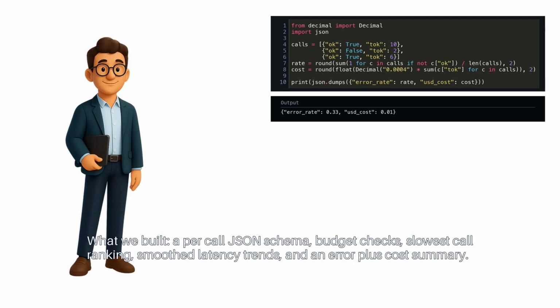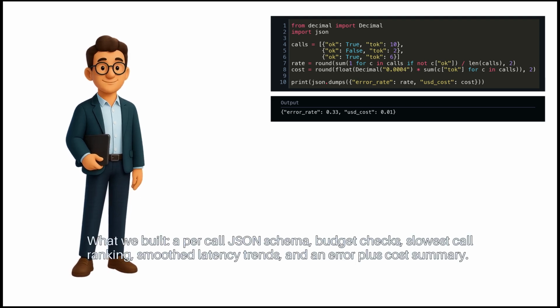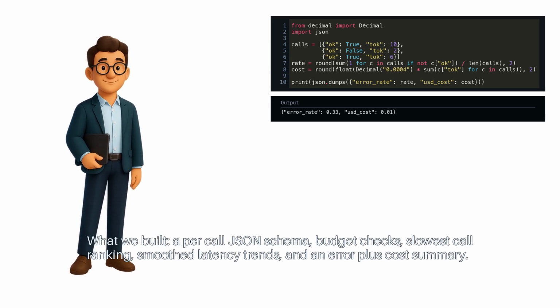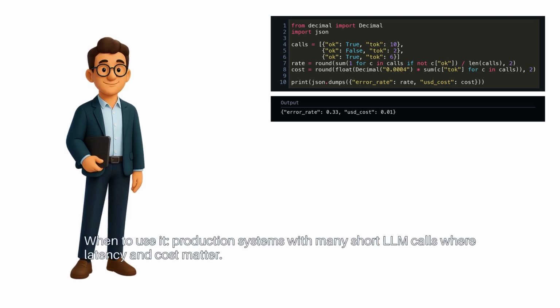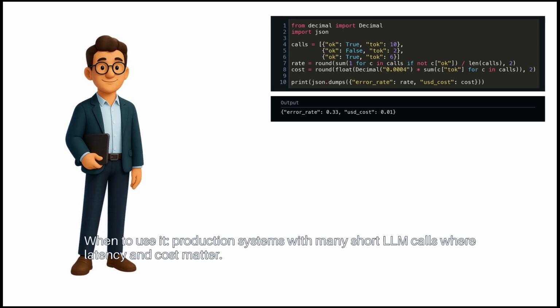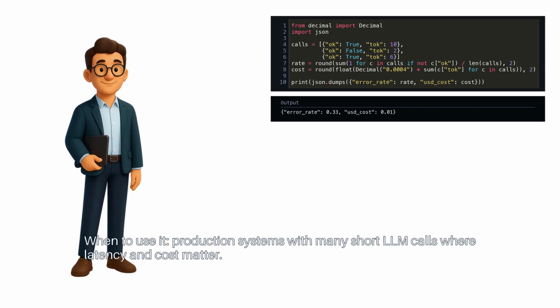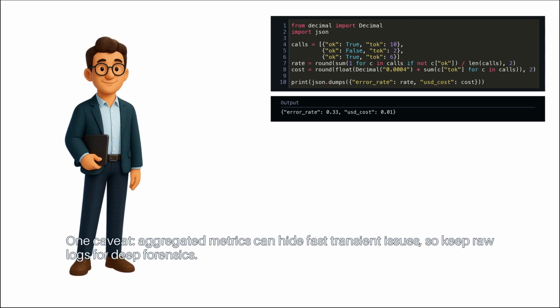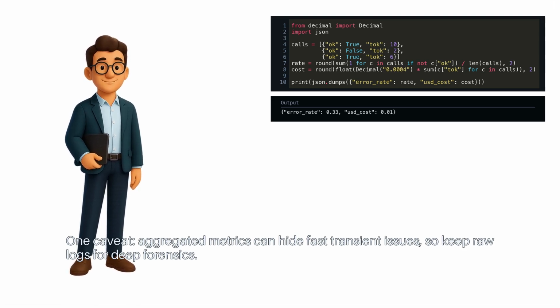Recap! What we built: a per-call JSON schema, budget checks, slowest call ranking, smooth latency trends, and an error plus cost summary. When to use it: production systems with many short LLM calls where latency and cost matter. One caveat: aggregated metrics can hide fast transient issues, so keep raw logs for deep forensics.